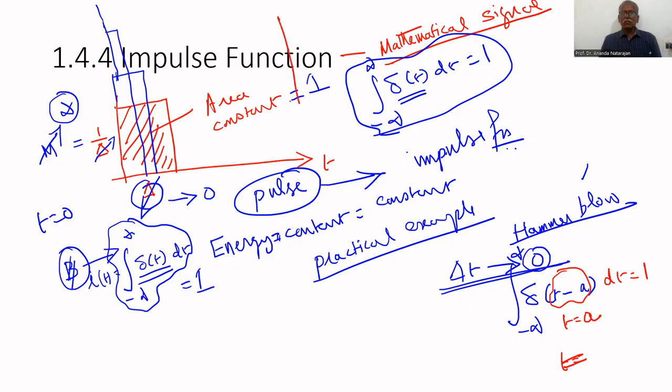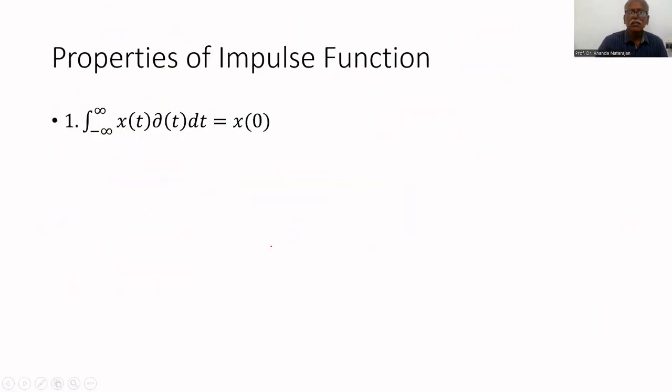How to represent the delayed impulse function? The impulse function is represented by this at t equal to 0, and this is the impulse function represented at t equal to a. Now, let us see the properties of this important impulse function.